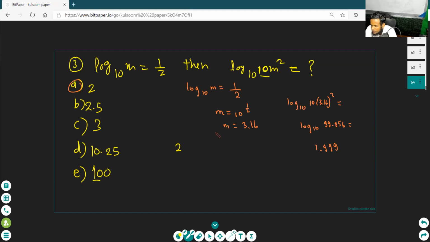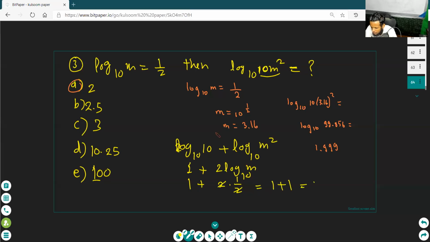These are multiplying. Okay, we can write it as 10 plus log 10 m square, clear? And then log 10 is equal to 1 plus log m 10. You can put this value here: 1 plus 2 into 1 by 2, then you can get the exact answer, 1 plus 1. Okay, it is also correct. When a value is given, then you should try to use this value. This is also good.